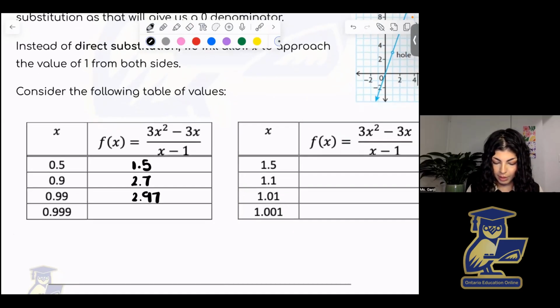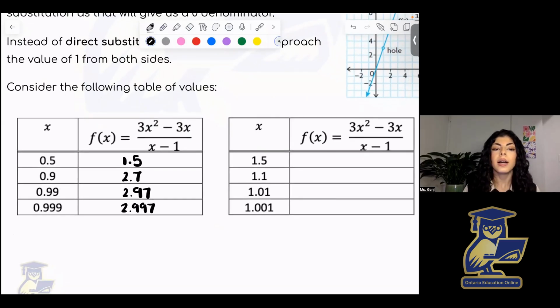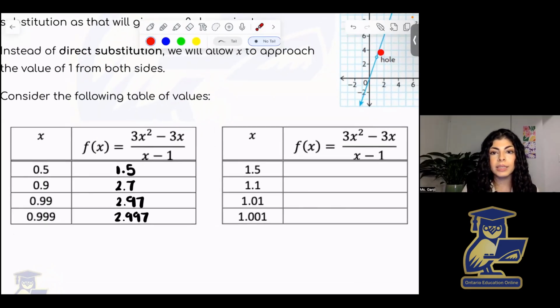And finally, here we have 2.997. Now we can see that there's kind of a pattern, and our value is slowly approaching 3, which, looking back to the graph, is approximately what we needed as well. At this point, the output value should have been 3, but the function is just not defined there. Let's also now check from the right-hand side, starting at 1.5 and gradually getting closer to 1 by decreasing the x value.